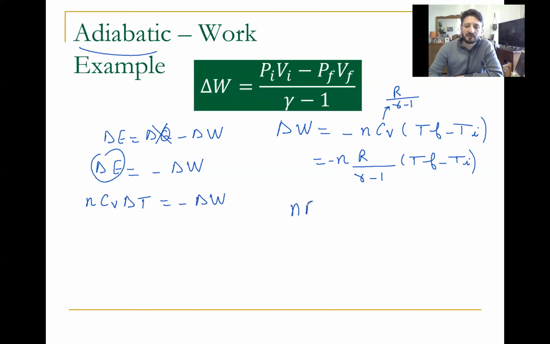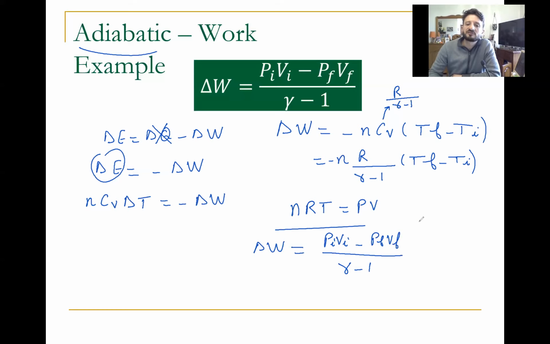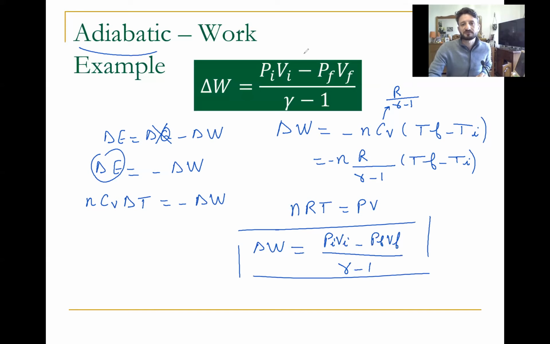You know, nRT equals P times V. So we finally get a relation with gamma minus 1 in the denominator, minus times minus. We get here nRT initial, you can say P initial V initial, minus nRT final, which is equal to P final V final. So here we get the general expression of work in the case of an adiabatic process.